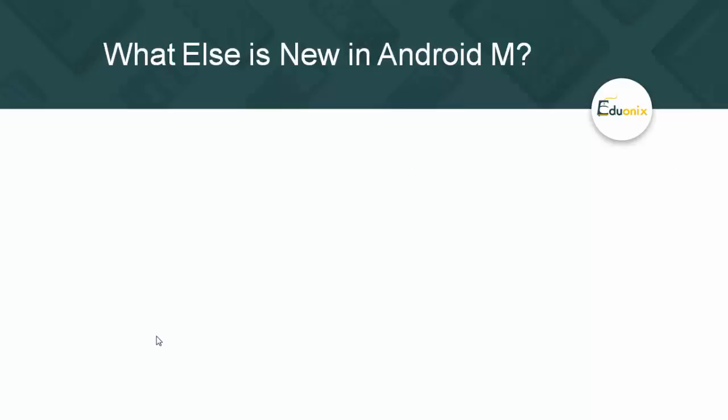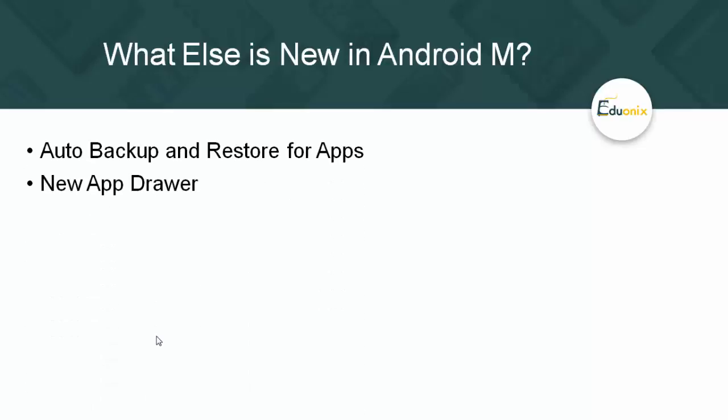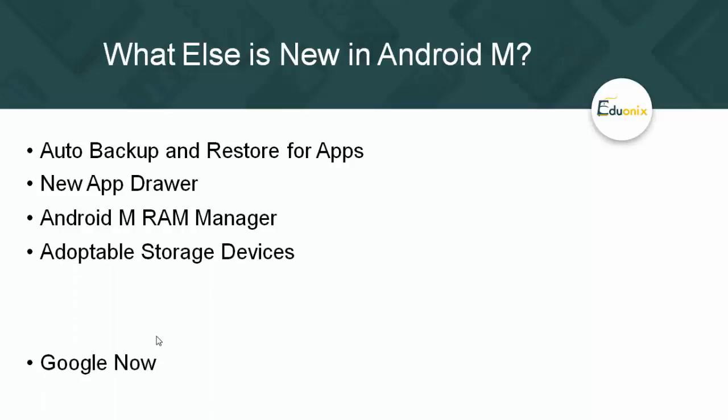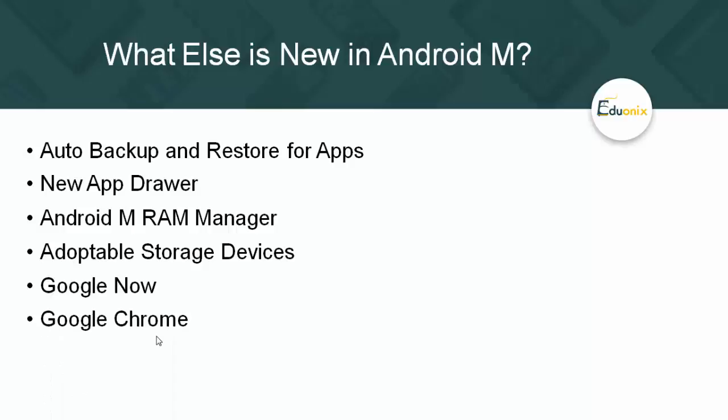We've talked about 6 new features in Google's newest mobile operating system release. What else is new in Android M? Auto backup and restore for apps, new app drawer, Android M RAM manager, adoptable storage devices, Google Now, Google Chrome, and Google Photos. We're going to discuss each of these briefly so you can be right up to speed.